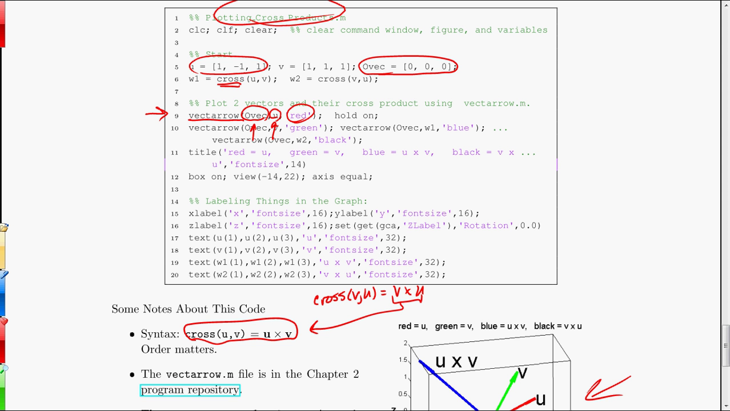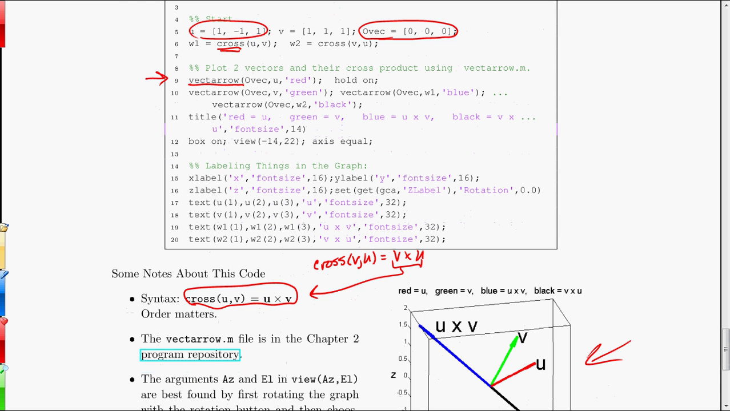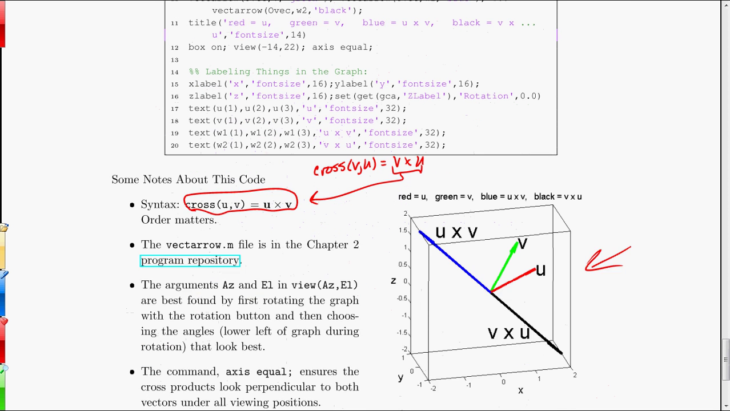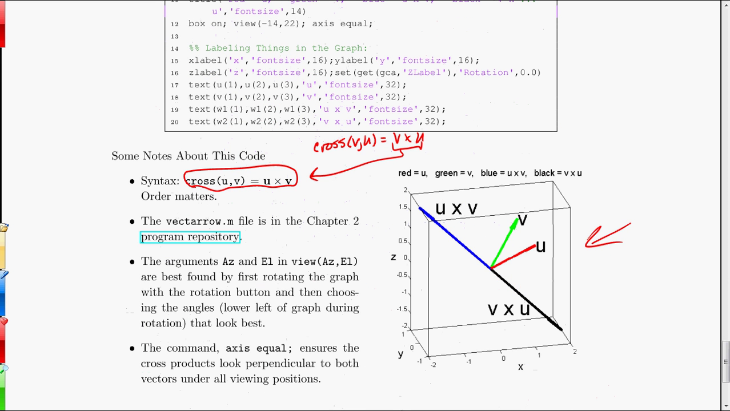right? So we're going to plot 0 to U, make it red, 0 to V, make it green, and I plot the two cross products. And where do I actually do these? Oh, W1 and W2. All right. So that's what I'm doing. And again, you should just grab this, pull it up, rotate. Feel free to rotate this thing around. Make sure it looks correct, right? What you're looking for is that U cross V should be orthogonal to both vectors and should go in the direction as indicated by the right-hand rule.